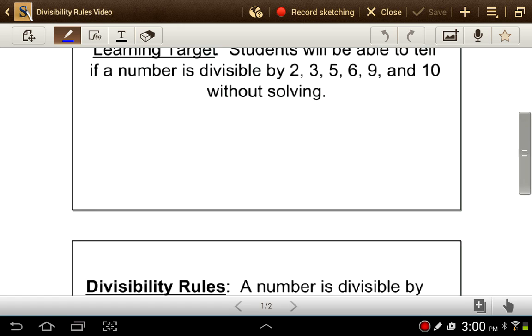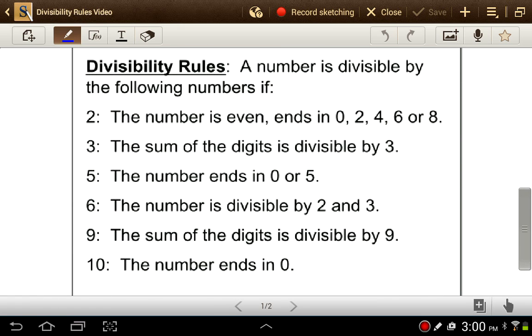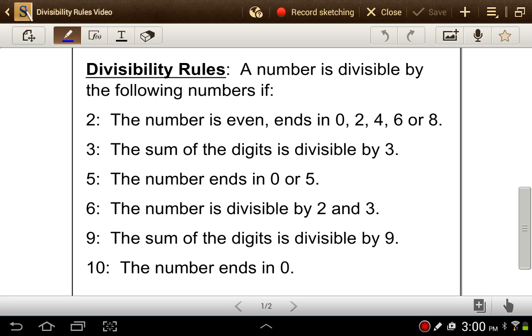Okay, so here's how you tell if a number is divisible by these following numbers. 2: if the number is even, which means it ends in 0, 2, 4, 6, or 8, then the number is even. So that's every other number. It's going to be even, so they're going to be divisible by 2. That's our rule for 2. Pretty simple.